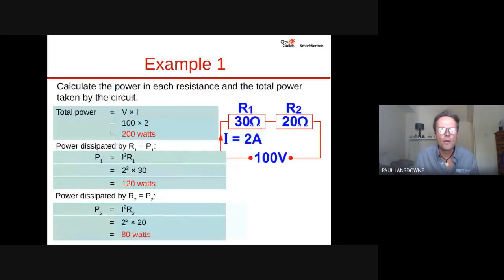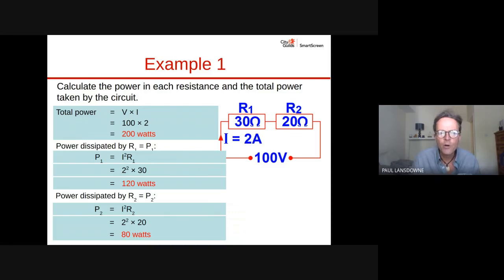So example number 1: calculate the power in each resistor and the total power of the circuit. The total power of the circuit is the current times the voltage. So we multiply those together: 100 volts times 2 amps. We get 200 watts. Now we can double check that.